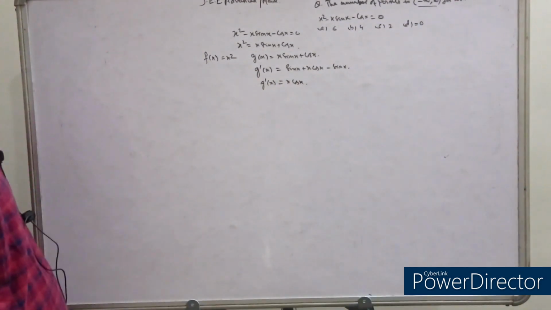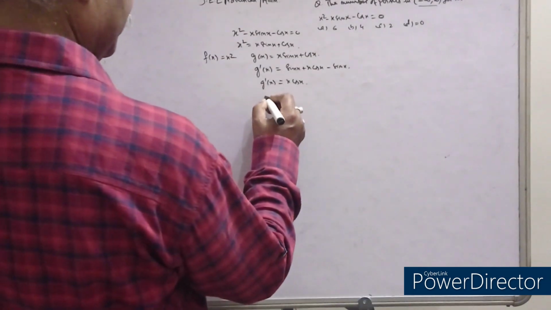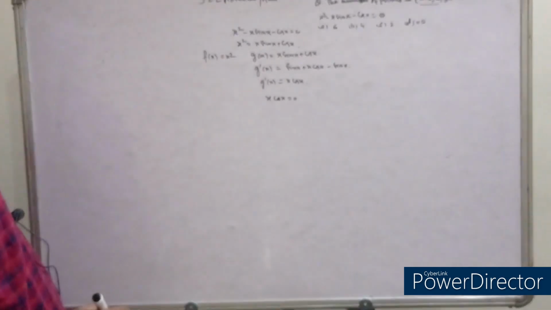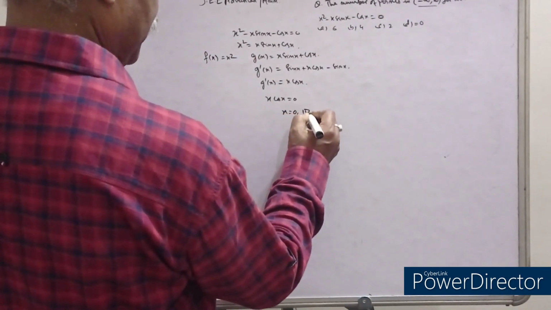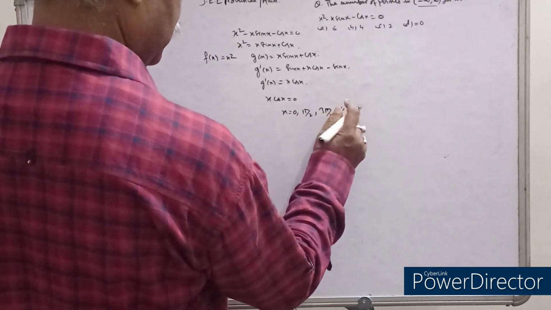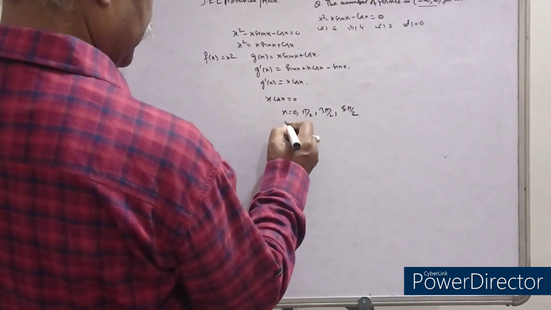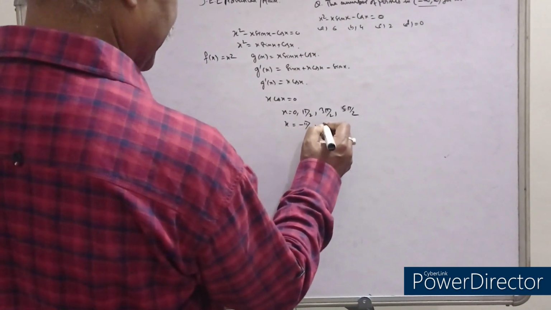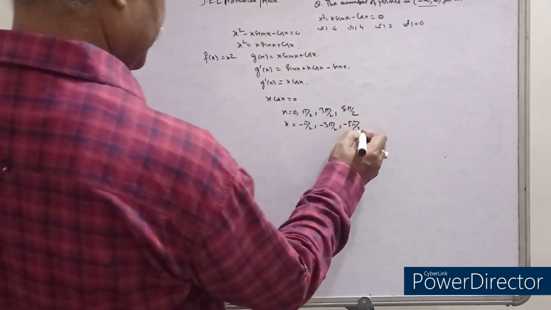To find the critical points, g dash x must be 0. So x cos x will be 0. So the points at which it is 0 are x equal to 0, pi by 2, 3 pi by 2, then again 5 pi by 2. Similarly, if you go for the negative portion also, it will be minus pi by 2, minus 3 pi by 2, and again minus 5 pi by 2.